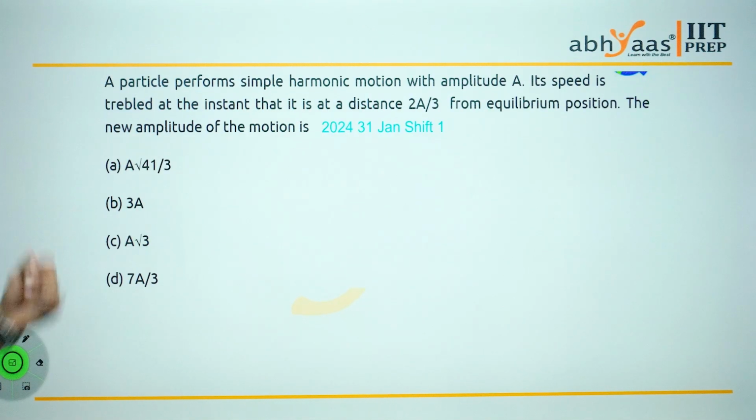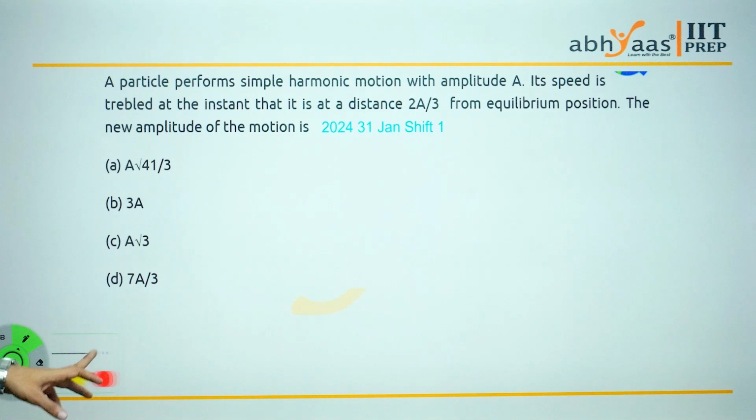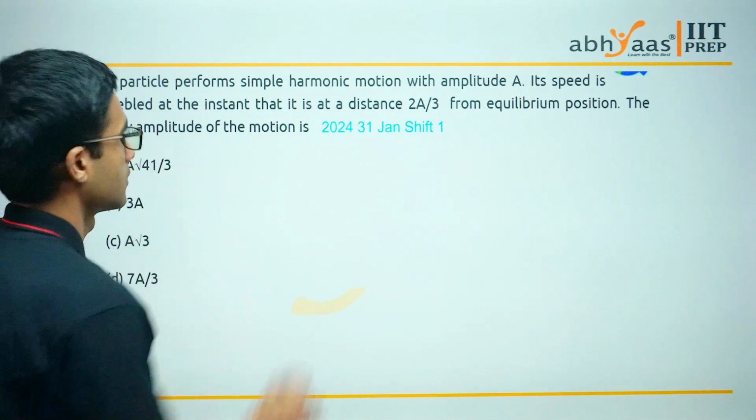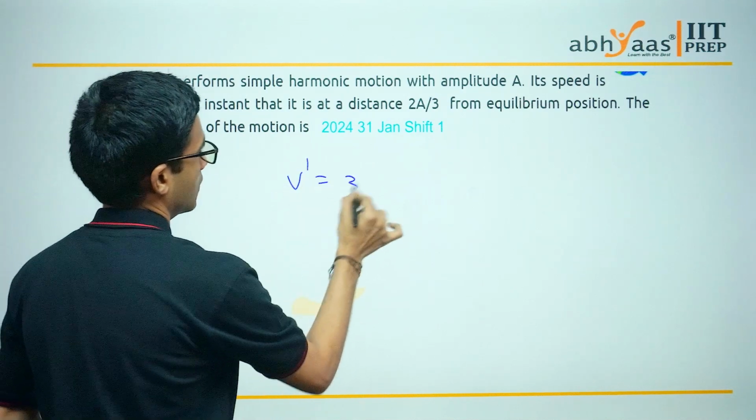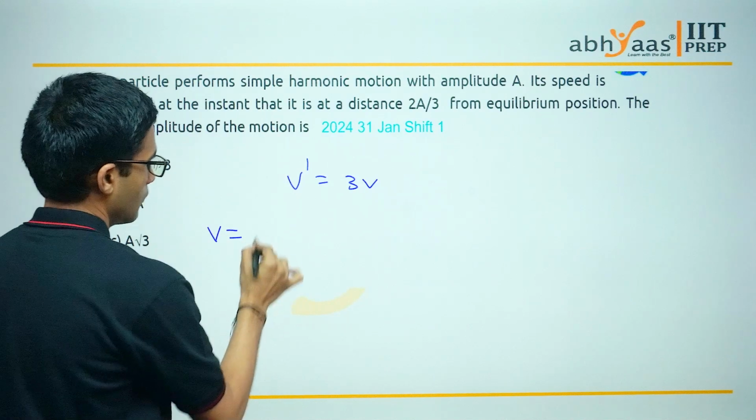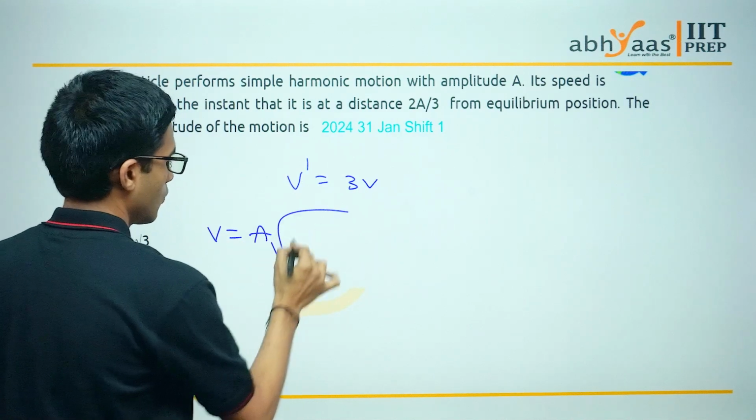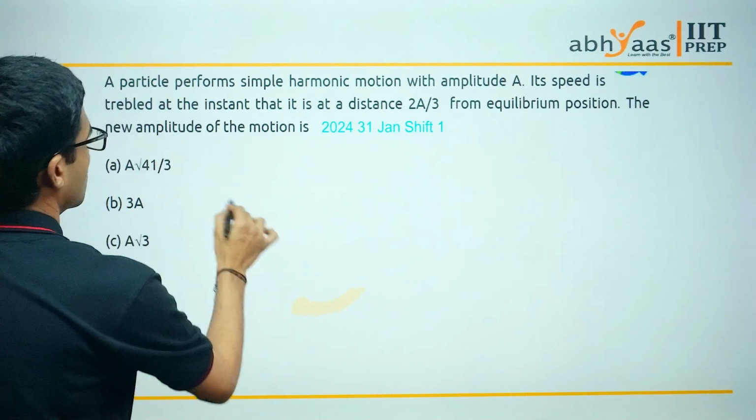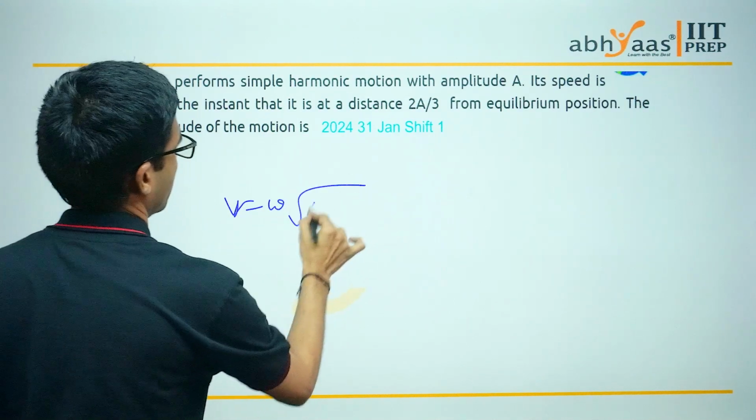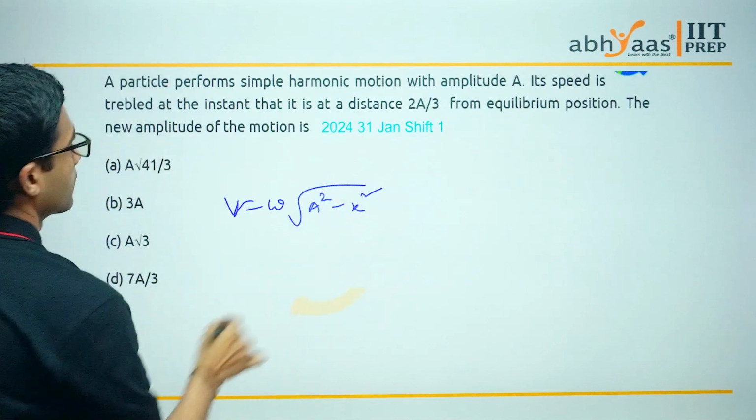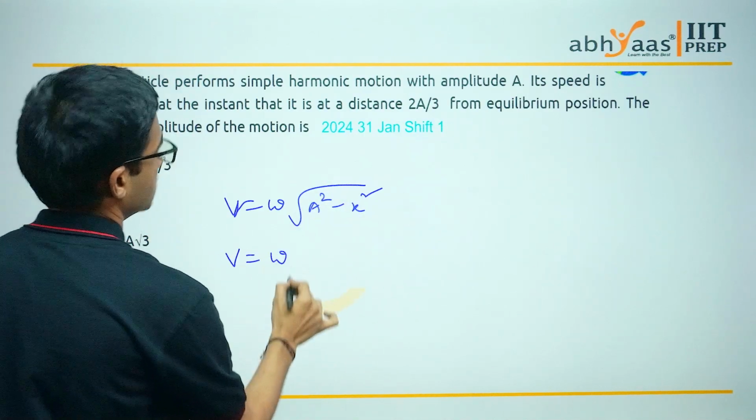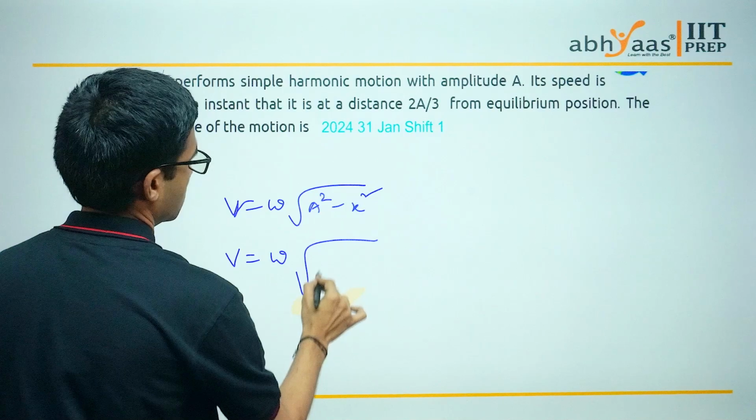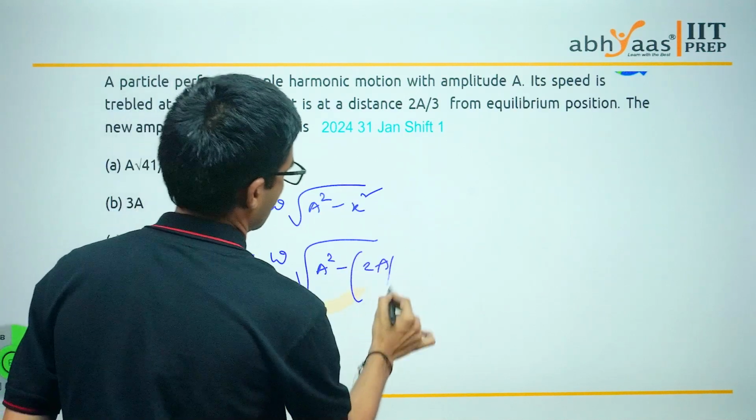A particle performs simple harmonic motion with amplitude a. Its speed is tripled, so speed v dash is equal to 3v. But you know that v is equal to omega into root of a square minus x square. Here omega is known, but a square minus 2a by 3 whole square.